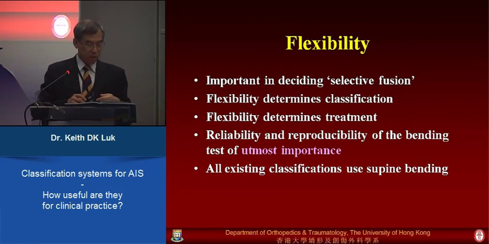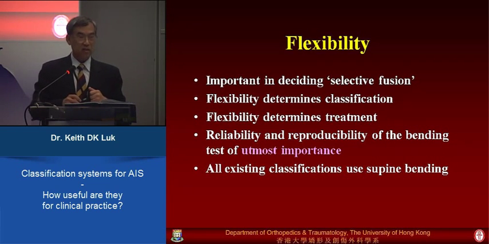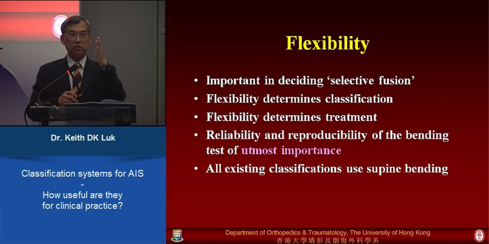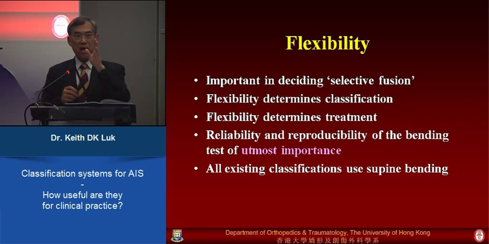Now, coming back to the point of flexibility, as I said earlier, the flexibility on the bending film decides whether it's structural or non-structural. Structural or non-structural decides whether you should fuse it, and so on and so forth. So how you do the flexibility testing is very important. Right from the days of the King's classification, you would just ask the patient to bend to the side, and you take an X-ray. Right?